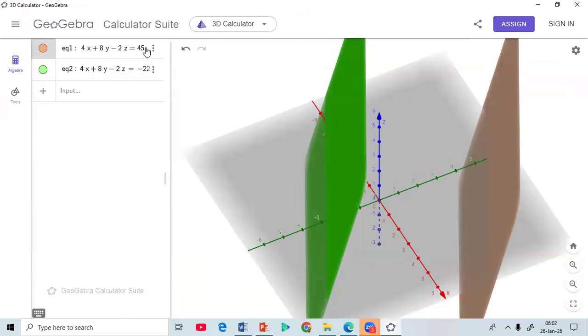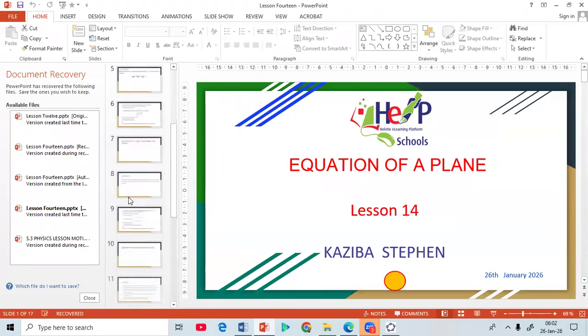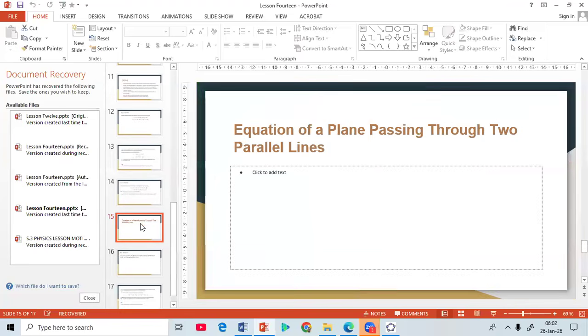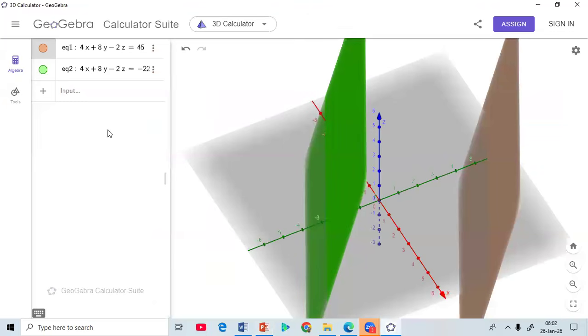Take an example. We are going to look at a situation whereby you have 2 lines on a plane. I'm going to open my PowerPoint again. We are looking at a plane containing 2 lines. What does it mean? If you have 2 lines, this is what happens. So I'm going to first put the lines here and then you check it out.